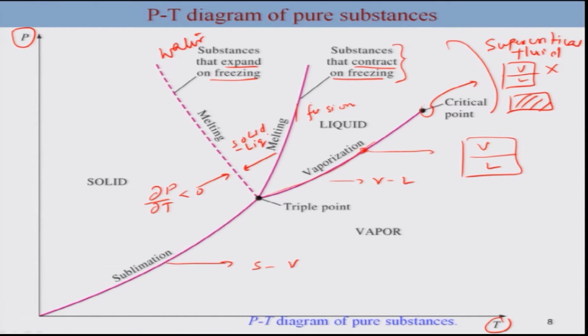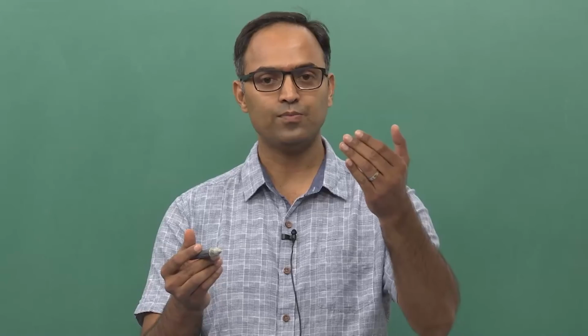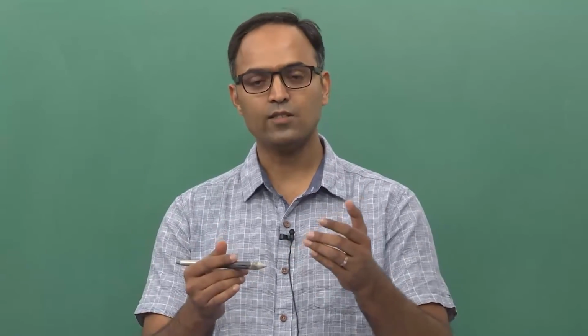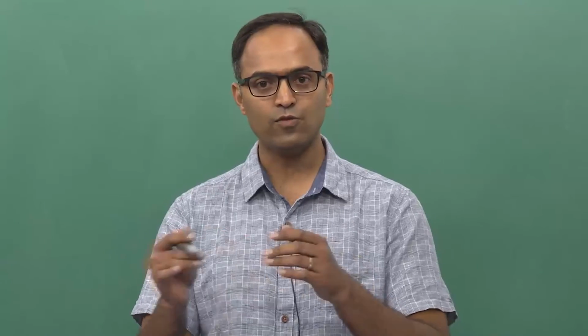Now, you can see how these two different cases, where one is a substance which expands on freezing and the other is a substance which contracts on freezing, behave differently. For example, you can start with a solid phase, and then change the pressure keeping the temperature constant. The path of the phase transition it undergoes is quite different.